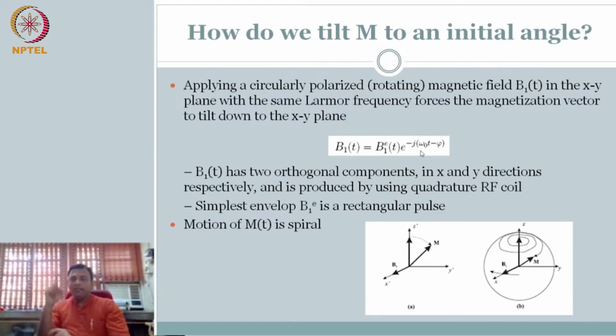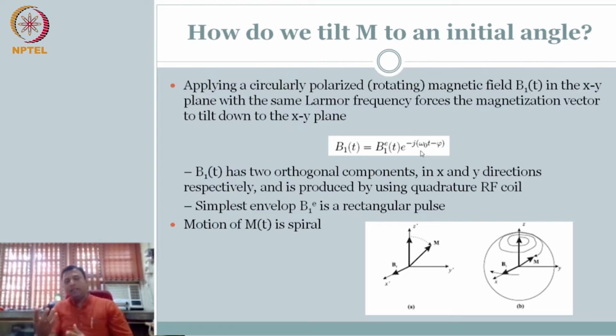That is what, when we applied it in the Z direction, it started to rotate, precess around the Z direction. If now B1 is applied in the X dash direction, the magnetic moment has to precess around X dash. And intuitively, that's what it is, right?